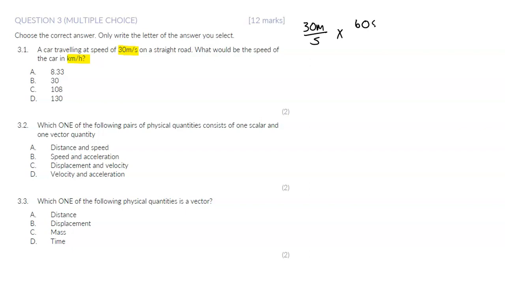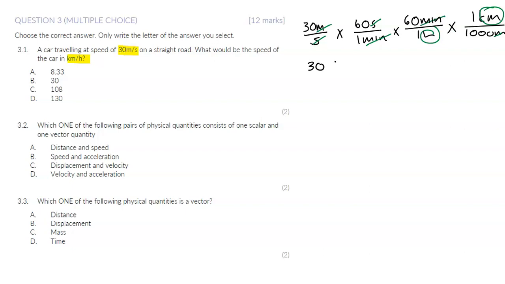So in 60 seconds, I have 1 minute. And in 60 minutes, I have 1 hour. So what I've done now, I have cancelled my seconds and I've cancelled my minutes and I'm left with my hours. That's exactly what I want. And then to sort out the meters, in 1,000 meters, I have 1 kilometer. So the m and the m cancel and the kilometer is what's left over. So in this instance, I'm going to take the 30 and multiply it with 60 squared divided by 1,000, or 3.6. I'm not going to do that now.